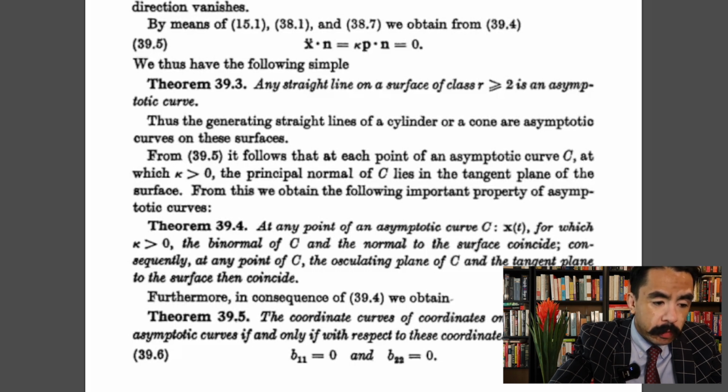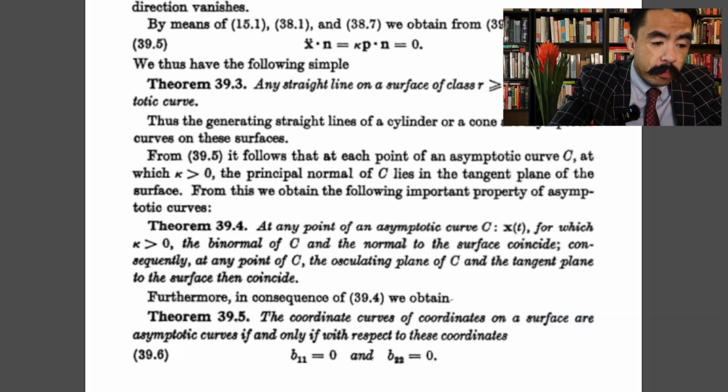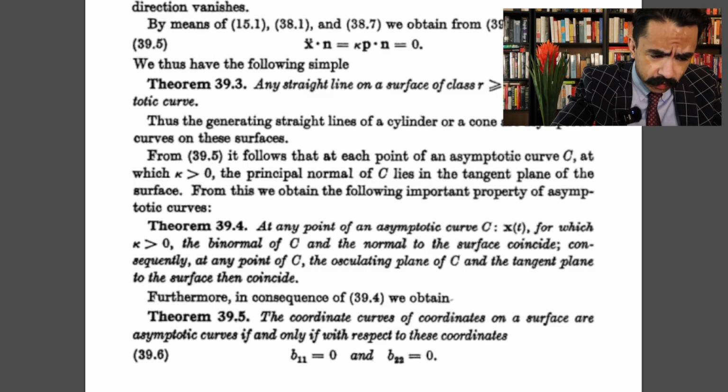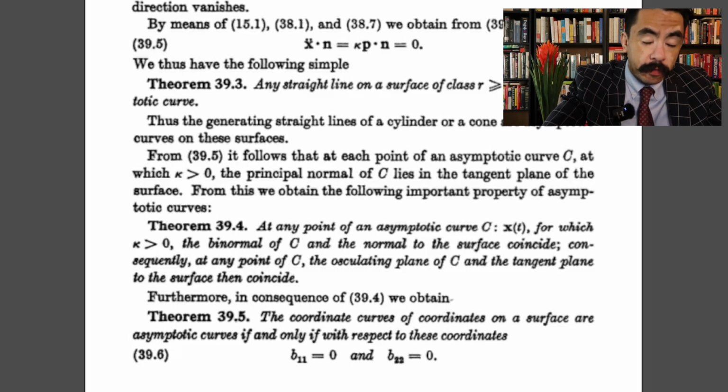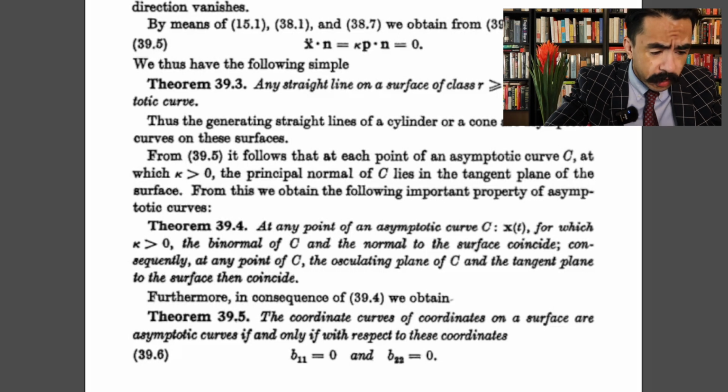From this we obtain the following important property of asymptotic curves. Theorem 39.4. At any point of an asymptotic curve C given with a vector parametric representation x(t), for which kappa is greater than 0, the binormal of C and the normal to the surface coincide. Consequently, at any point of C, the osculating plane of C and the tangent plane to the surface then coincide. Furthermore, in consequence of the differential equation involving the second fundamental form, we obtain theorem 39.5.